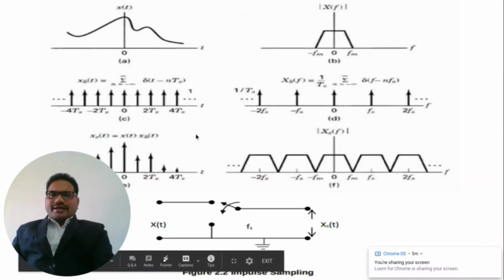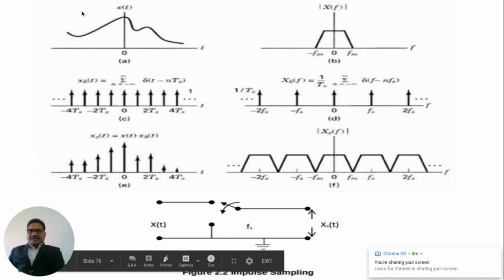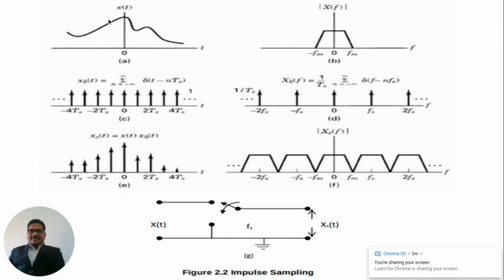Now, moving to ideal sampling or impulse sampling. Assume x of t is a continuous time signal as shown in the figure, please see the cursor on the screen. And this is its Fourier transform, X of f, which is 0 outside the interval from minus fm to fm. The sampling of x of t can be viewed as the product of this periodic train of unit impulse functions, delta of t, with x of t.